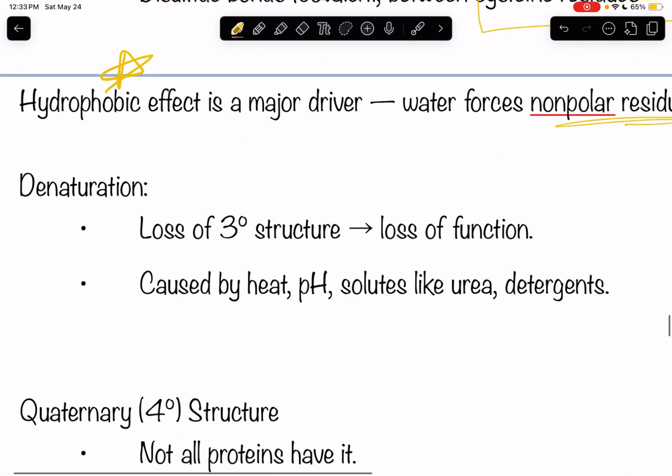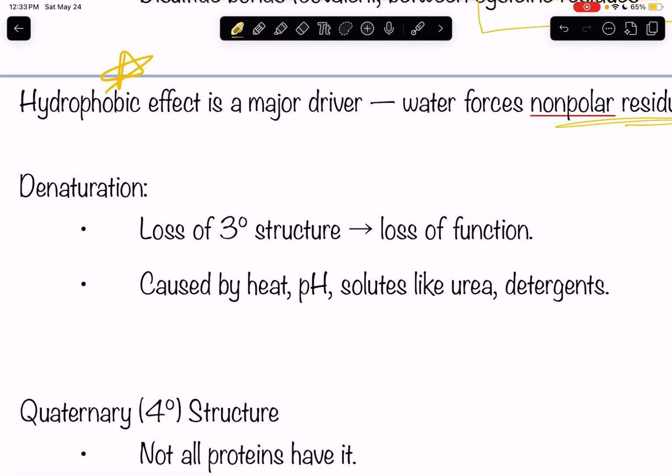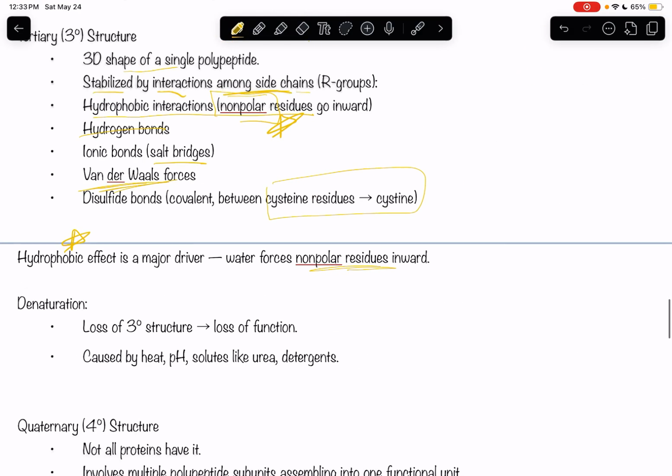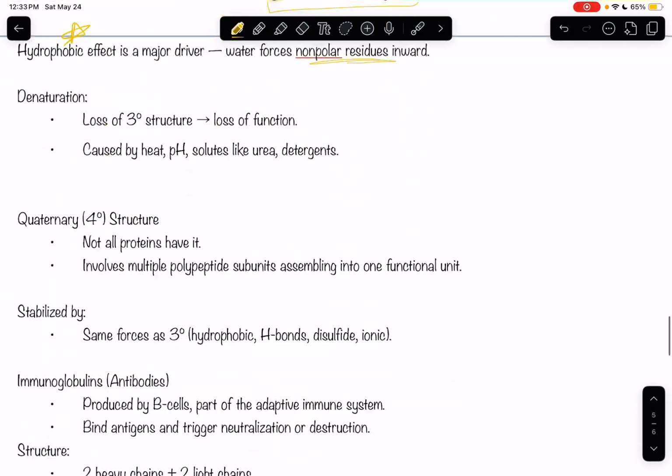We need to talk about denaturing. It's usually caused by heat, and when you denature a protein, you unfold it. If you heat up a protein, it's going to unfold. You're going to lose your tertiary structure and revert back to one of these two.